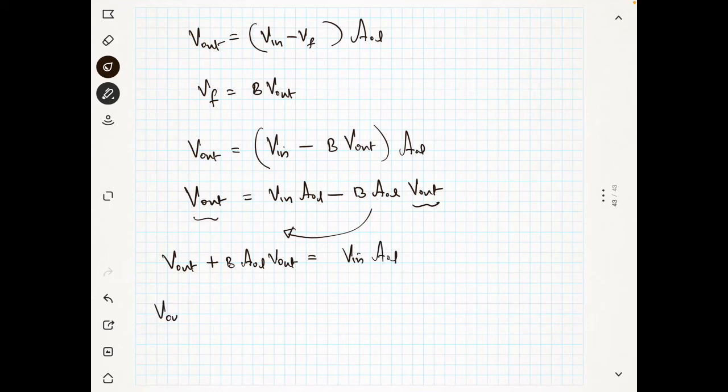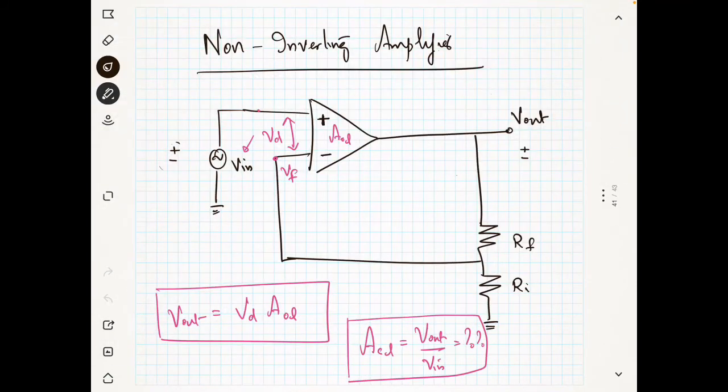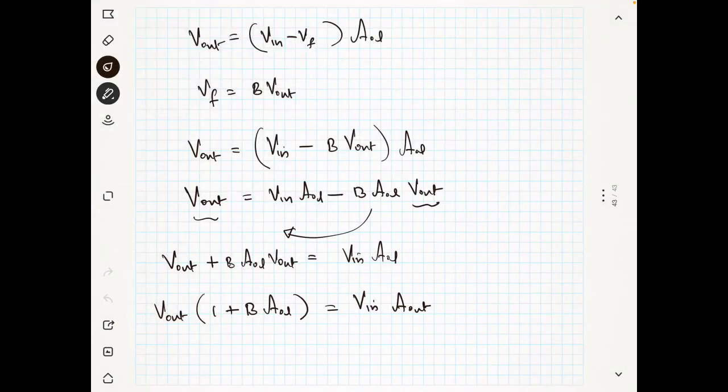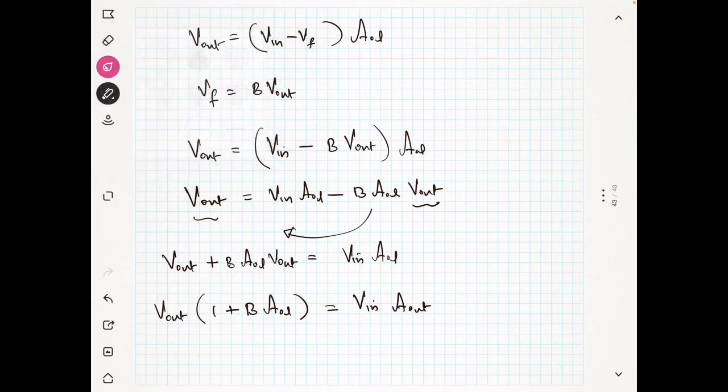So I can take V out outside: V out into 1 plus B into AOL is equal to V in into AOL. Now I told you, closed loop gain means this one. The closed loop gain is V out by V in. So I want to find the closed loop gain.